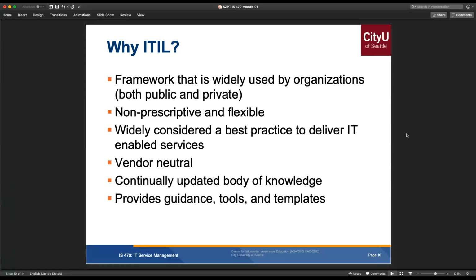It is also vendor neutral, meaning no single company is dictating what ITIL should be, right? It's not biased to a product. So again, it means that it's not built by Amazon or Tencent, right? And it's a continually updated body of knowledge, so they do update it, right? And again, it provides guidance, tools, and templates.